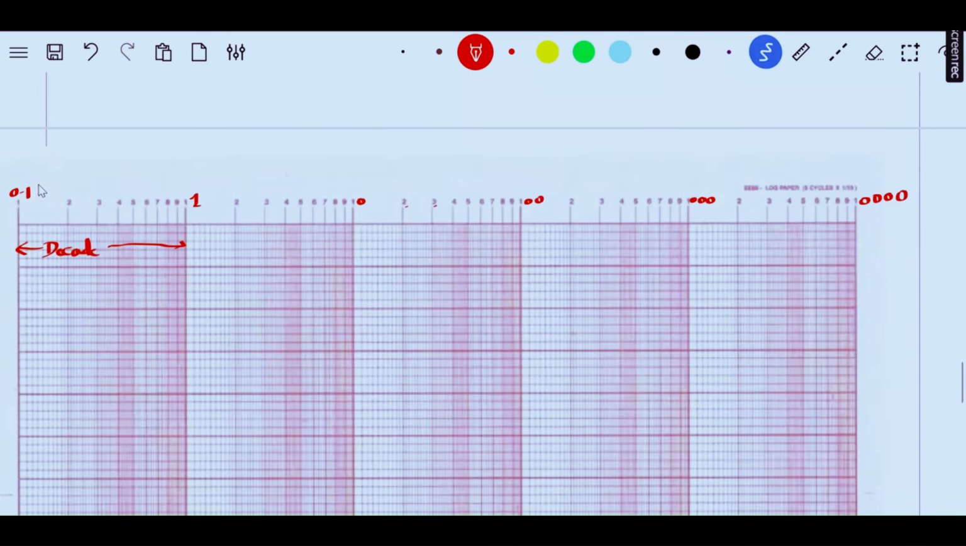So it starts from 0.1 radians per second. And this is our 1 radian per second. This is 10 radians per second. And this is 100 radians per second.